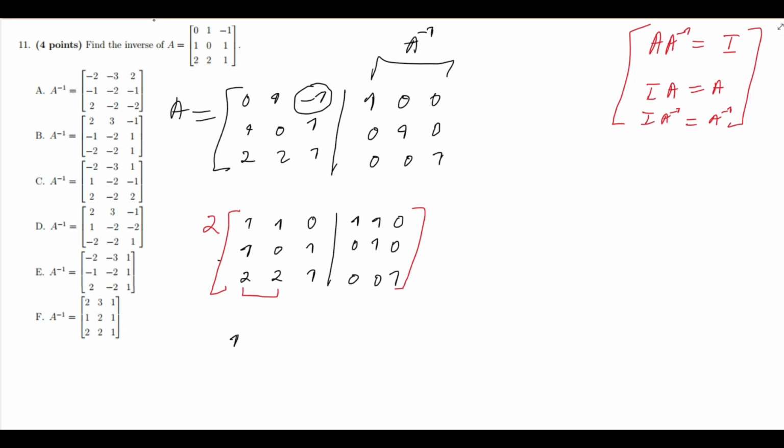So the first row is going to remain unchanged, and we have 1, 1, 0, 1, 0, 1, 0, 1, 0. Again, we're multiplying here by 2, so multiplying and subtracting. So 2 minus 2 will give us 0 here. 2 minus 2 will give us 0 here. 2 times 0 is 0, minus 1 will give us minus 1 here. 2 here minus 0 is going to give us 2. 2 here minus 0 is going to give us 2. And here is going to give us minus 1.